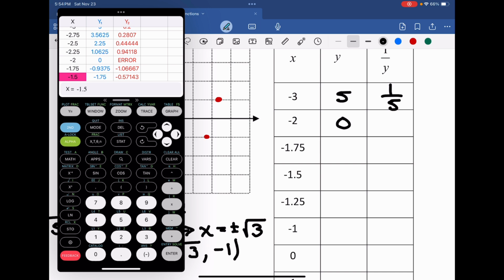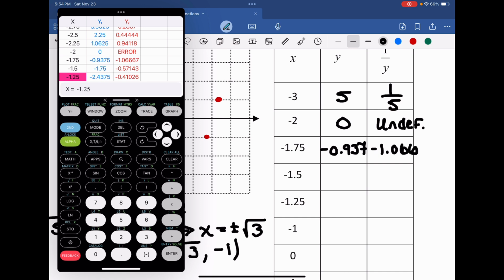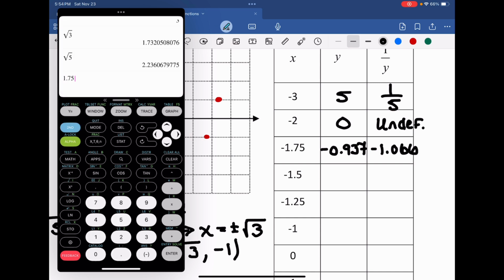-2, we're going to scroll down. It gives us 0. And obviously, we know that the reciprocal of 0 is an undefined value. So we don't want to put anything in there. 1.75 gives us negative 0.937. And then in terms of its reciprocal, this is going to give us negative 1.066. There we go. If we go to 1.5, this is 1.75 or negative 1.75. If we wanted to, we could be like 1.75, do math frac, get our value of 7 over 4.